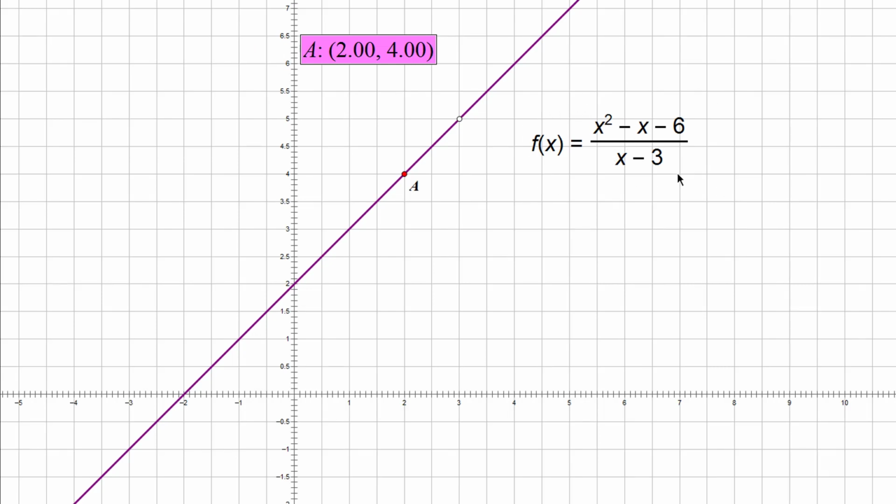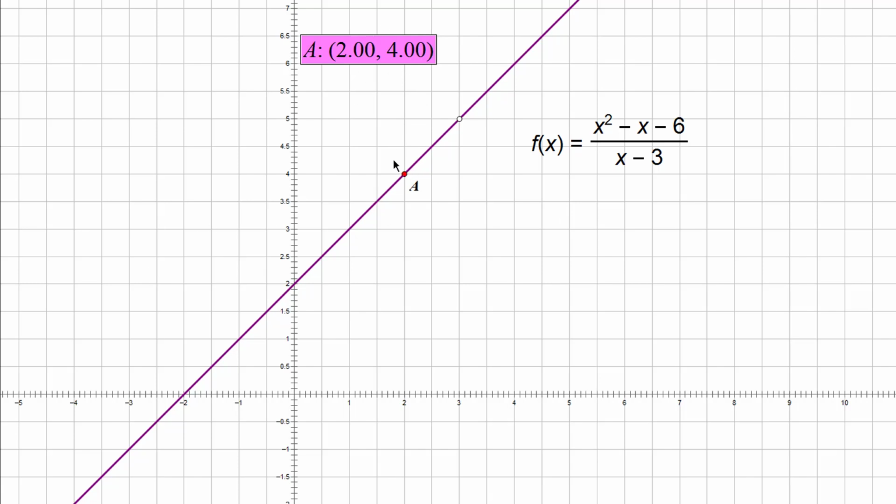Here you can see the graph of our function. This is a sample point on the graph of our function. The coordinate of this point is (2, 4). If we plug in 2 in this function, the corresponding y value of the function will be equal to 4. 2 squared minus 2 minus 6 is equal to negative 4. 2 minus 3 equals negative 1. Negative 4 over negative 1 equals 4. So this is a sample point on the graph of the function, and this is the coordinate of this point.